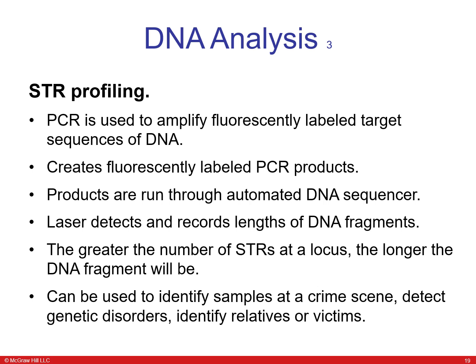For STR profiling, PCR is used on fluorescently tagged sequences, and the products are run through an automated DNA sequencer. A laser detects and records the length of these DNA fragments. The greater the number of STRs at a locus, the longer the DNA fragment will be, and this can be used to identify samples at a crime scene, detect genetic disorders, and identify relatives or victims of a crime.